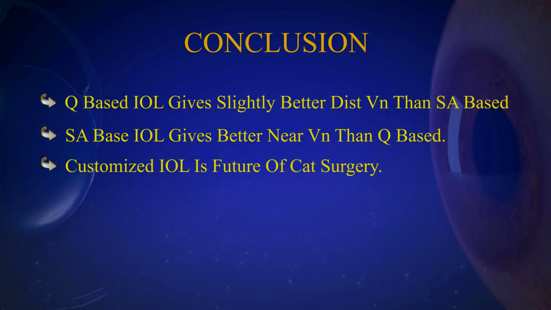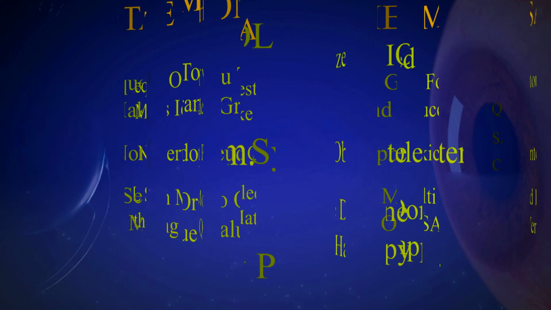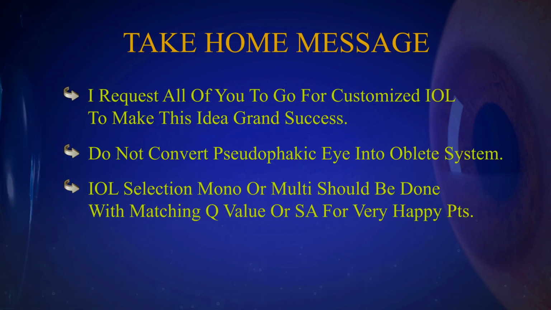Customization of intraocular lens implant surgery is going to be the future of cataract surgery. The take-home message from here is that I request all of you to make this idea the future of all cataract surgery. Never correct the pseudophakic system into oblate. IOL selection for monofocal as well as multifocal should be done with matching Q value or spherical aberration value to get excellent quality and quantity of vision for very happy patients.